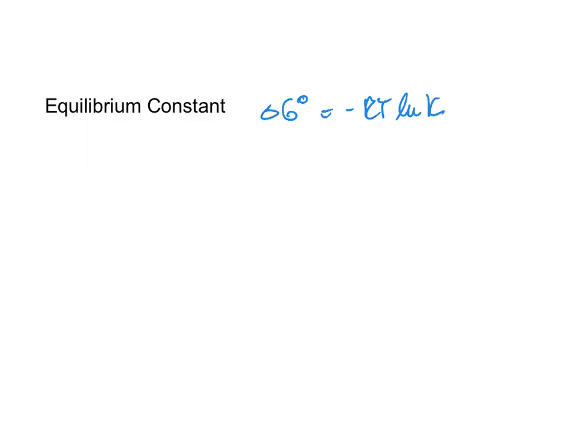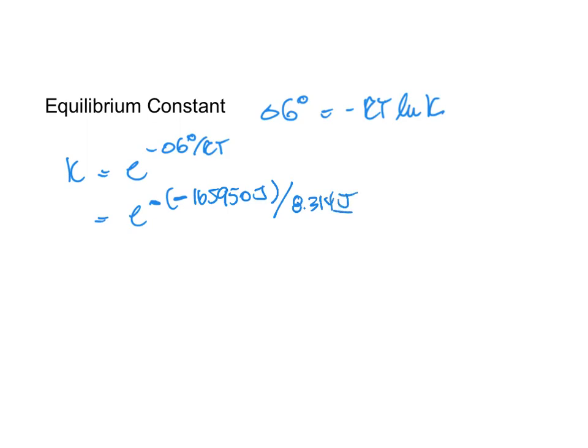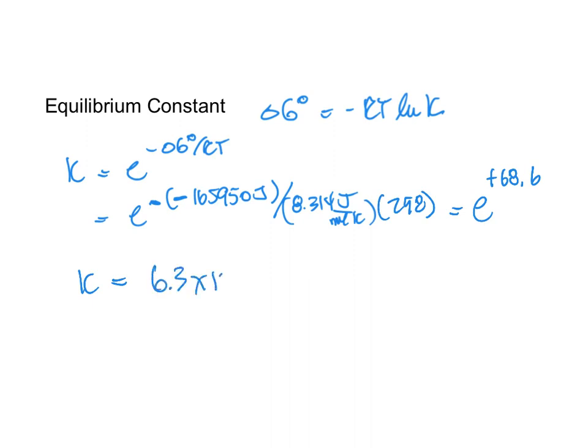So if we want to find the K, what we will say is e to the minus delta G0 divided by RT. Now let me put in the numbers. I'll try to do this carefully. It's a negative, and I'm going to use my old number, 165,950 joules divided by 8.314 joules per mole Kelvin multiplied by 298, because it's at the standard state. That gives me the number positive 68.6 that I'm raising my e to, and when I calculate out my K, it turns out to be 6.3 times 10 to the 29th.